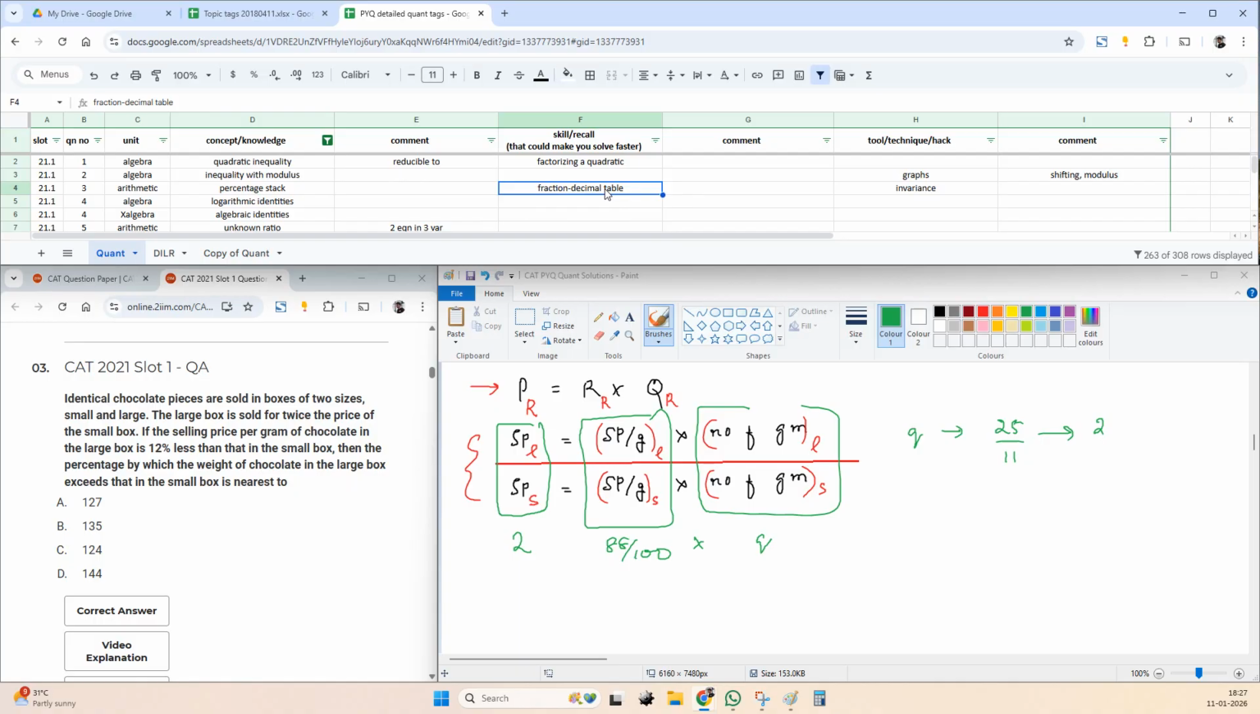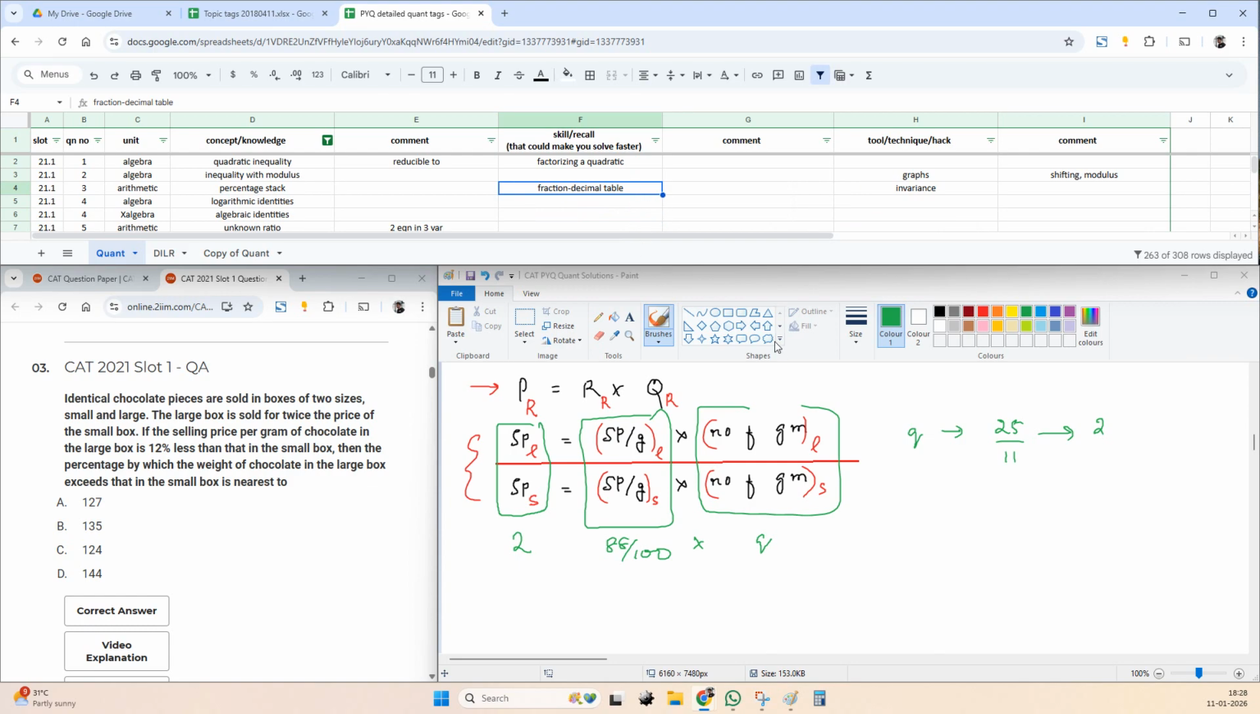You should necessarily know by heart the decimal equivalent of all fractions up till 11 by 12. So I'm saying 1 by 2, 1 by 3, 2 by 3, 1 by 4, 2 by 4, 3 by 4, all the way up till 1 by 12, 2 by 12, up to 11 by 12. Bare minimum you should know this by heart because it will save you a lot of time.